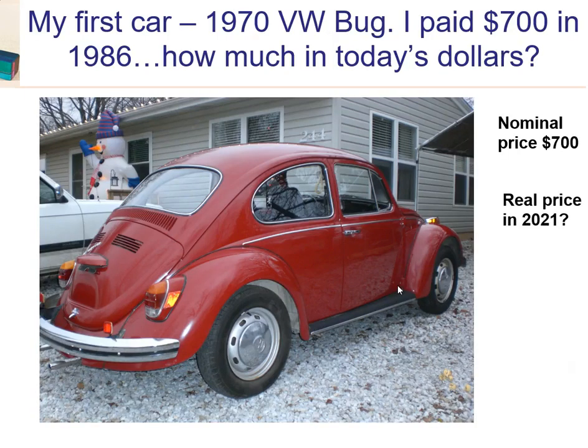For example, I purchased my first car in 1986. It was a 1970 VW Bug, so a 16-year-old vehicle, and I paid $700 for this car. How much is $700 worth today? How much would that be in today's dollars? So the nominal price was $700 that I paid in 1986. What's the corresponding real price of $700 purchased in 1986 with today's dollars?